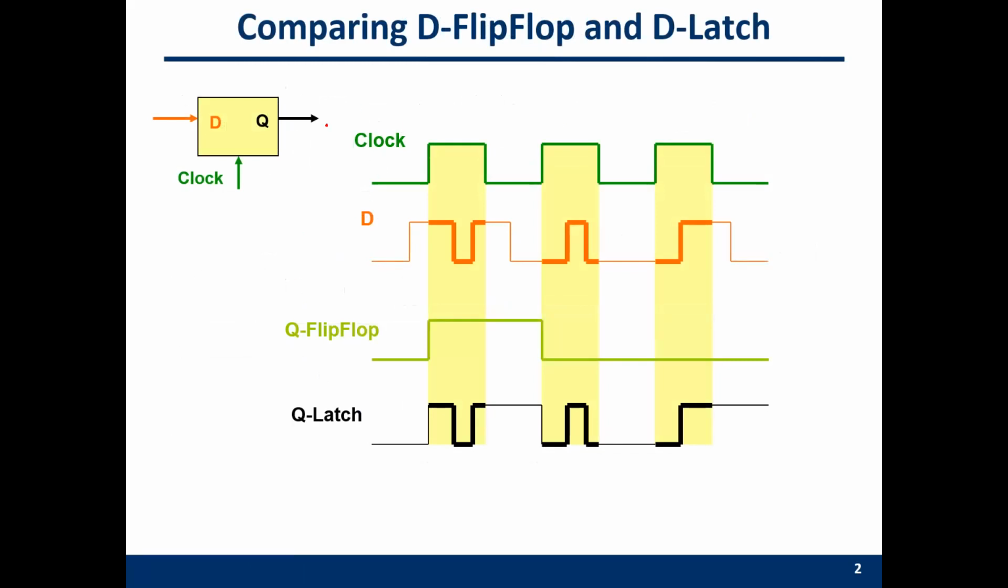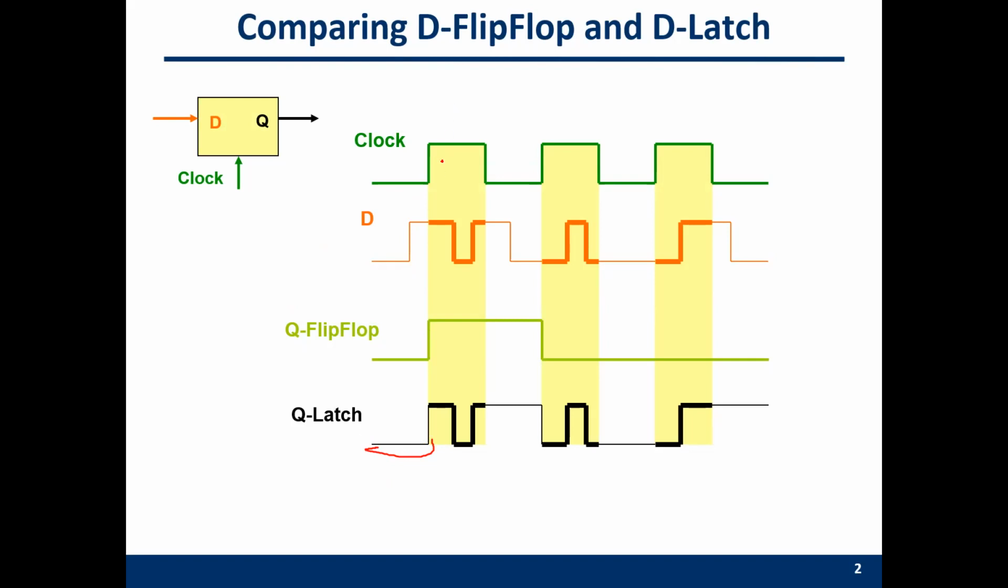So the first line here is the clock. We have 3 clock cycles. D is the input. And then we have a flip-flop and a latch. If we have a latch, when the clock is low, then we have a hold function. The output will not change with the input, although the input changes here. It holds.